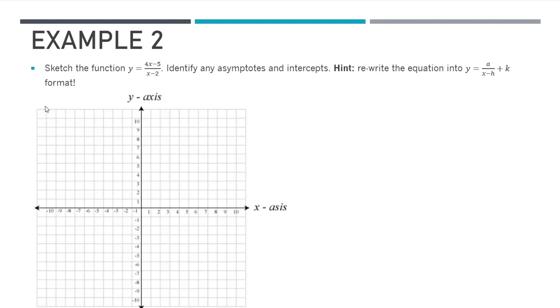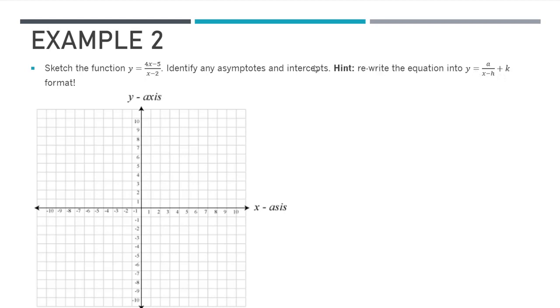Now that last question should have felt pretty similar to what we did a lot in other units. So we'll look at something just a little bit tougher. Sketch the function y equals (4x minus 5) over (x minus 2). Identify any asymptotes and intercepts. So we got a hint though. Rewrite the equation into the form y equals a over (x minus h) plus k.